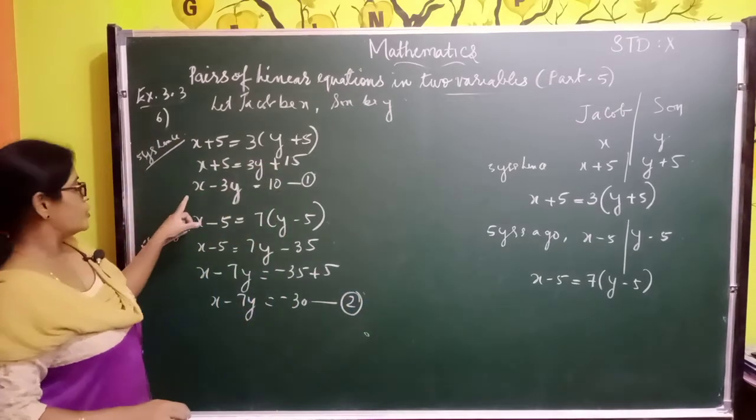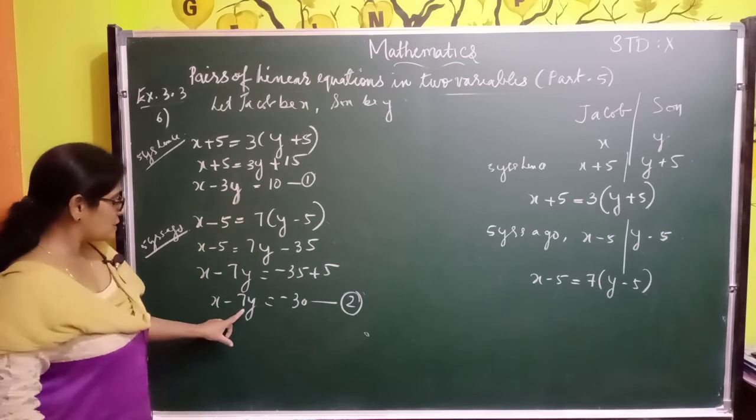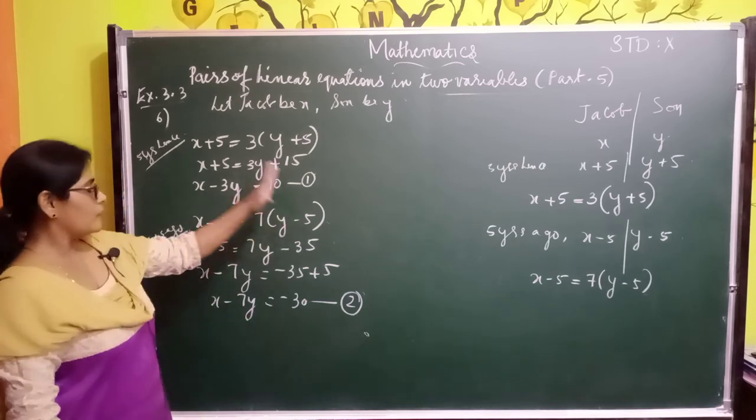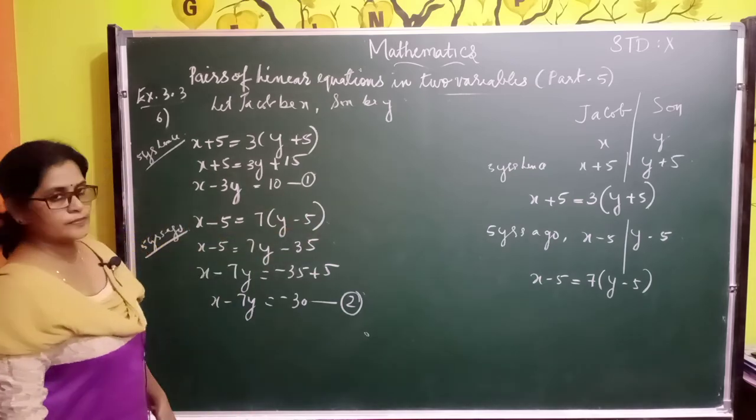So we have two equations. X minus 3y is equal to 10 and X minus 7y is equal to minus 30. So use the substitution method and find. Okay.